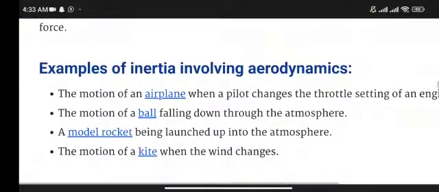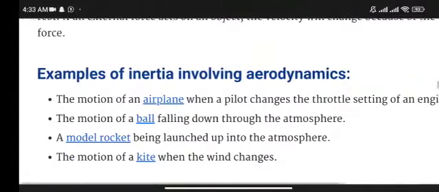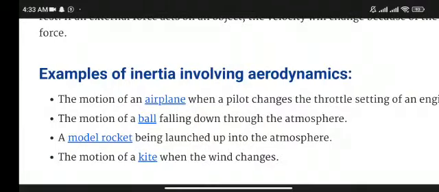Examples of inertia involving aerodynamics: the motion of an airplane when the pilot changes the throttle setting of an engine, the motion of a ball falling down through the atmosphere, a model rocket being launched up into the atmosphere, and the motion of a kite when the wind changes.